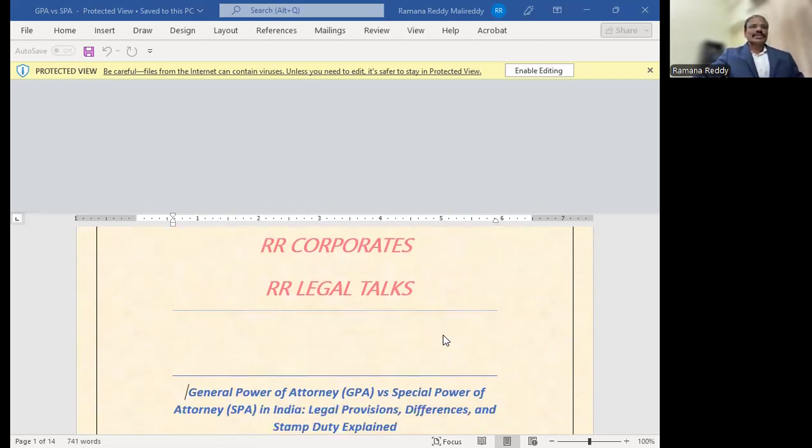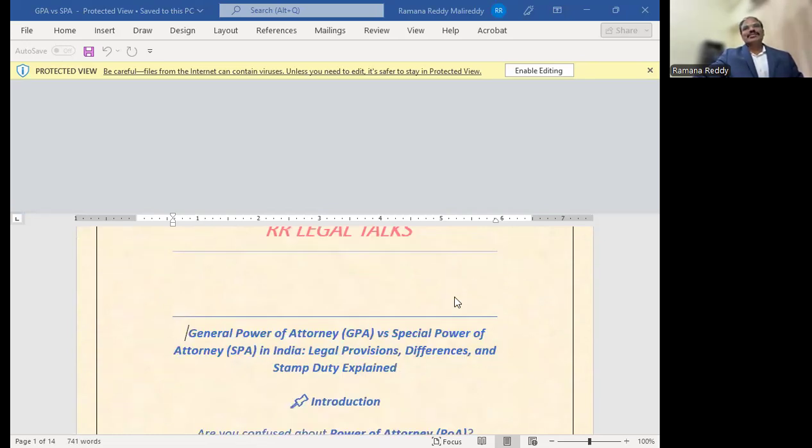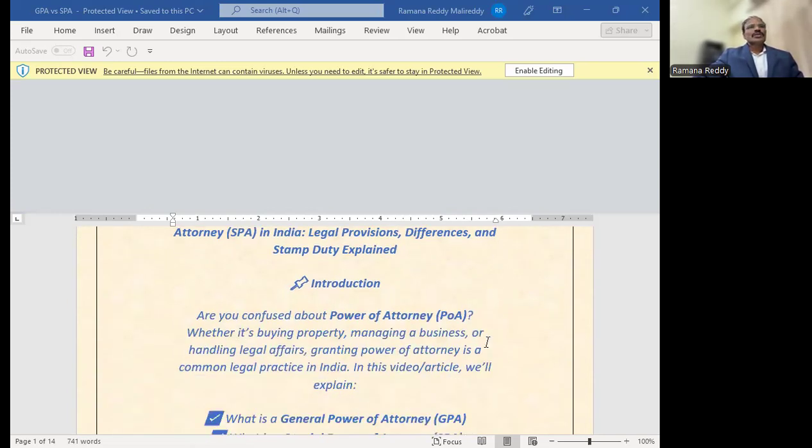Today we are going to discuss a very interesting subject, that is the general power of attorney and special power of attorney. We'll talk about the difference between GPA and SPA, and we'll talk about the legal provisions, the differences, and stamp duty. So, are you confused about this power of attorney, whether it is buying property or managing a business or handling legal affairs?